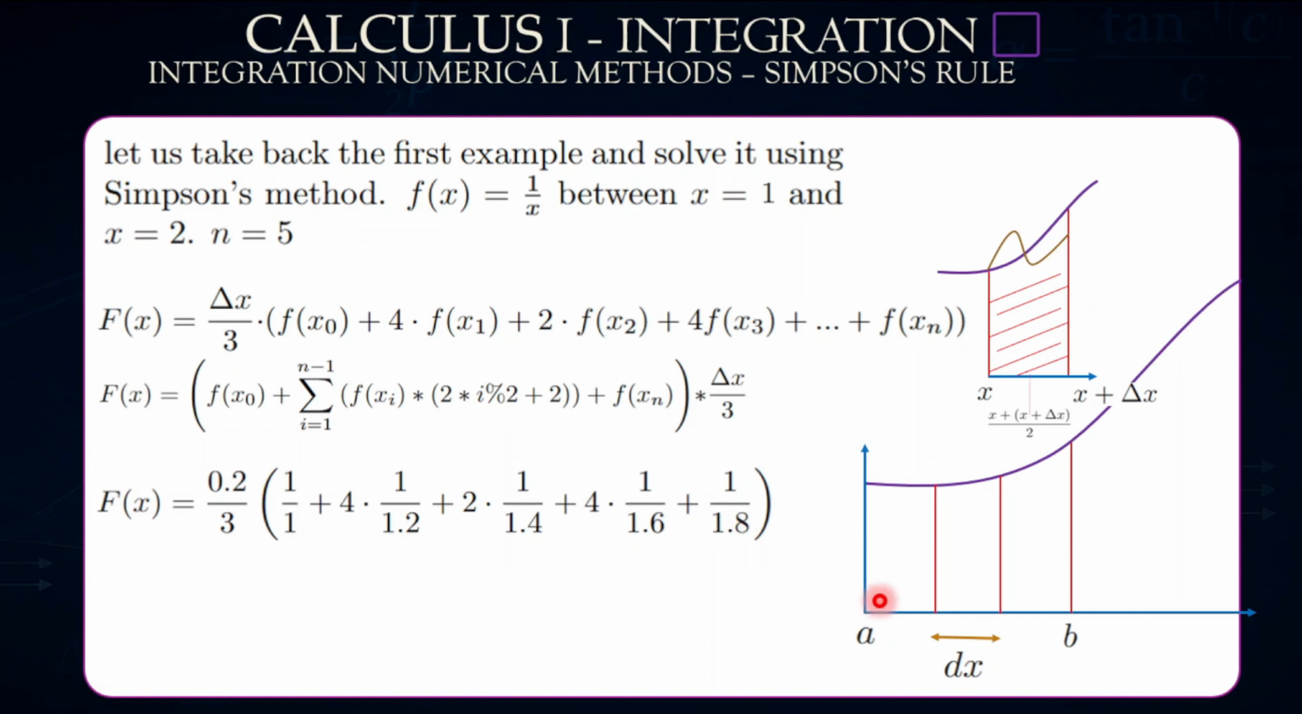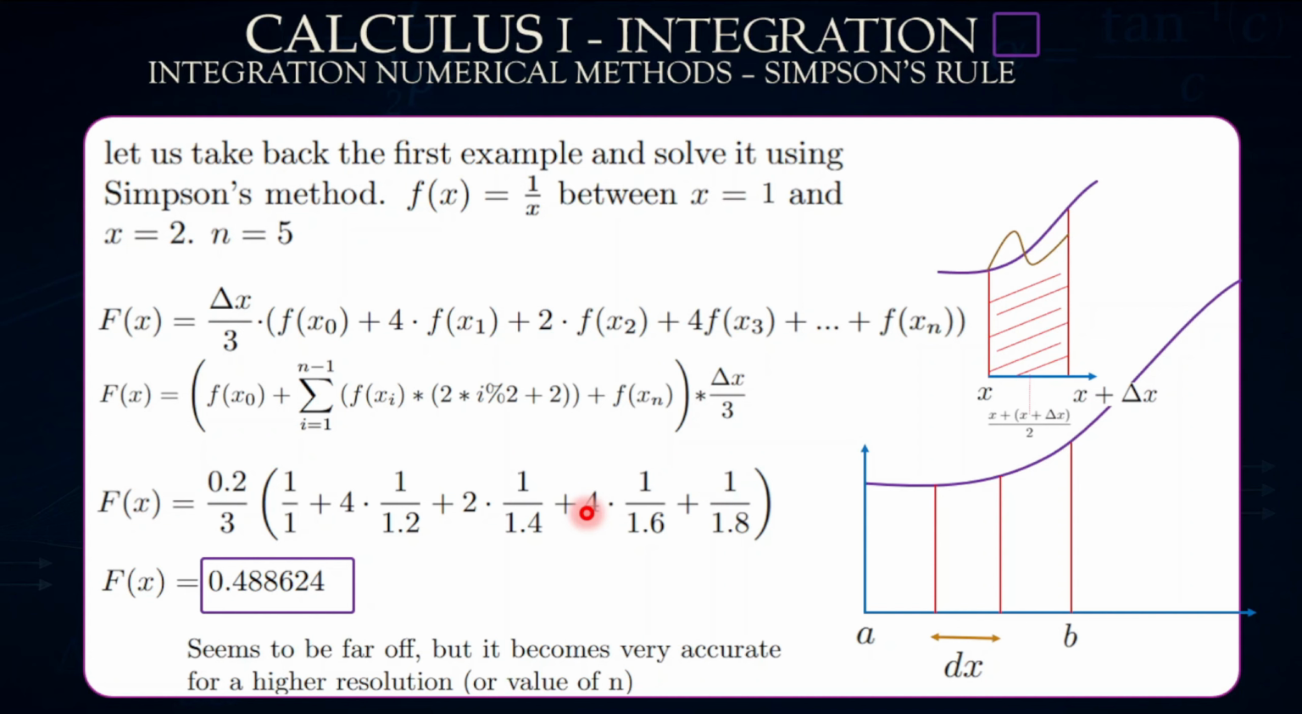The first and last are not multiplied by anything. So the answer would be 0.488624. But if you increase the number of slices to, let's say, 1000, you get a value very close, if not almost exactly this value. Okay, so Simpson doesn't work always. It works for a higher resolution, better than other approaches.